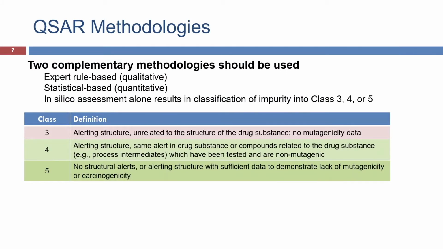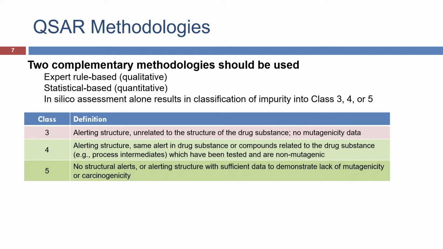According to ICHM7, we should be using two complementary methodologies in our QSAR assessment. One is an expert rule base. This is a qualitative methodology, and in this case, the substances are scanned for substructures that are known to be present in toxic structures, and through inclusion and exclusion criteria, these match atoms and bonds to any substance with non-carcinogenicity and show a prediction.